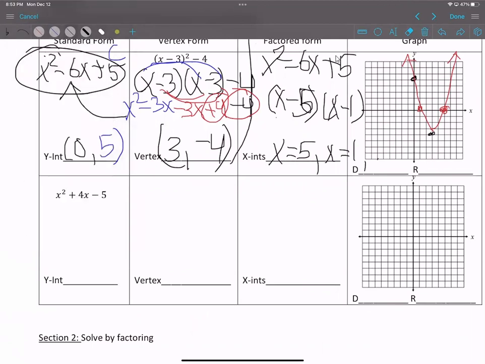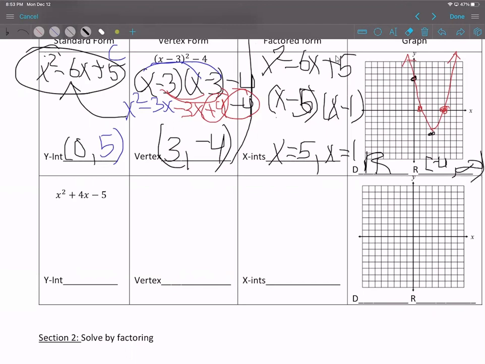Your domain for these will always be all real numbers because parabolas always go left and right forever. The range, you'll have to look at your vertex because that's either going to be the highest or the lowest point. So in this case, it starts at -4 and it goes up forever. So that would be infinity.